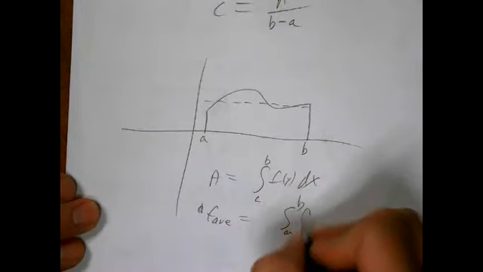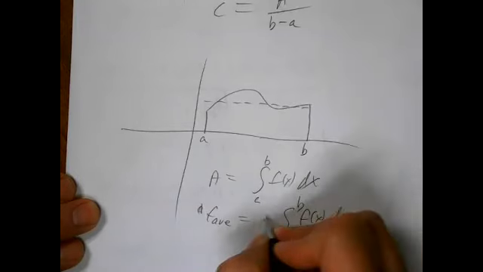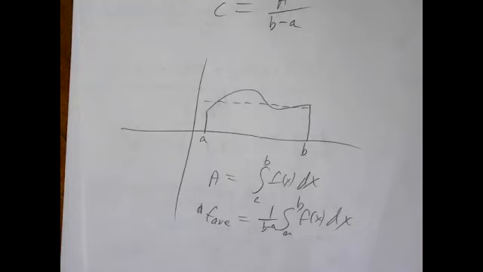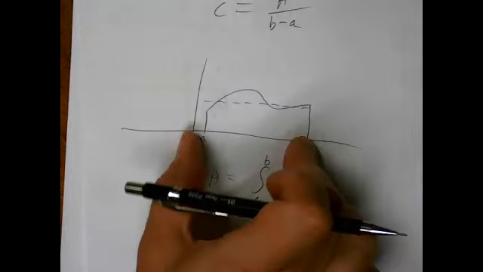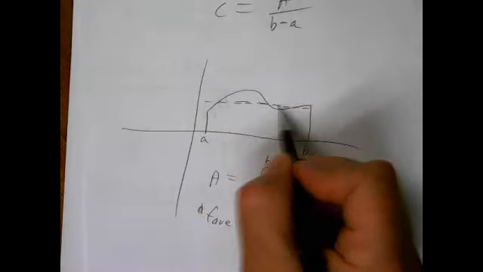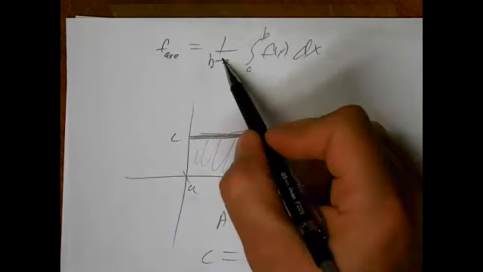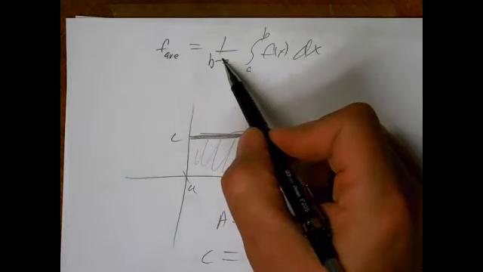area divided back off its width. Dividing off this dimension should tell us what this dimension is on average. And again, that is exactly how it is defined. The average value of a function is simply its area divided off its width. That's exactly what it's telling you here.